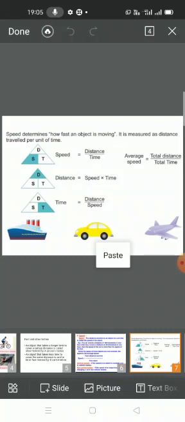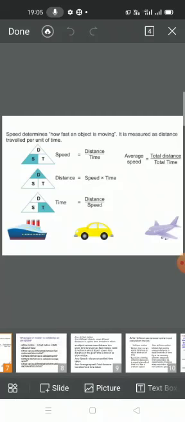If the object is not moving at a constant speed, we have to calculate the total distance. If the object is not moving in uniform motion, various distances might be there. So we have to add all the distances, and we have to add all the time. That is how we can calculate the average speed.